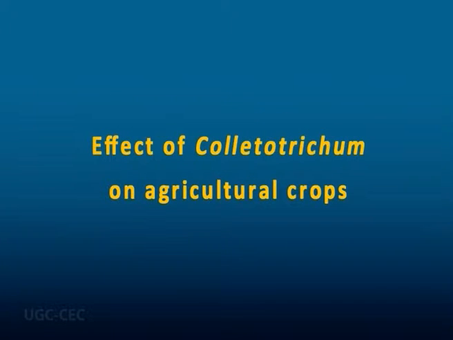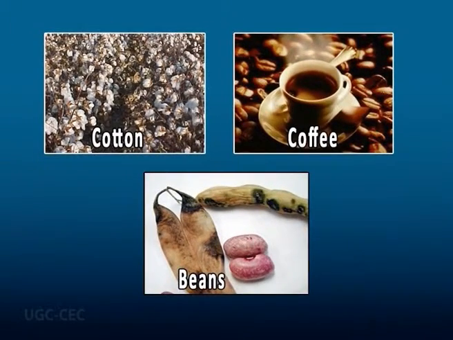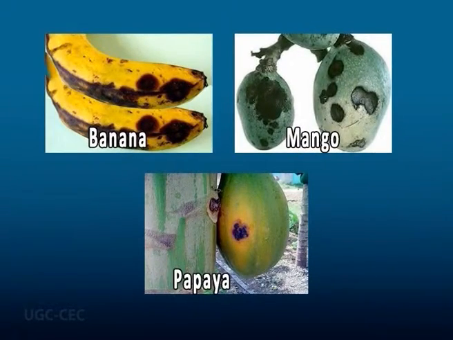Now, the effect of Colletotrichum on agricultural crops. Colletotrichum species have been reported on a wide range of hosts. However, the most prominent of these are species attacking cash crops such as cotton, coffee, beans, and tropical fruits like banana, mango, and papaya.